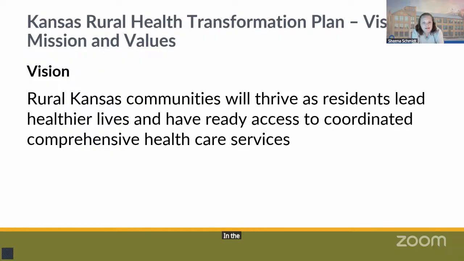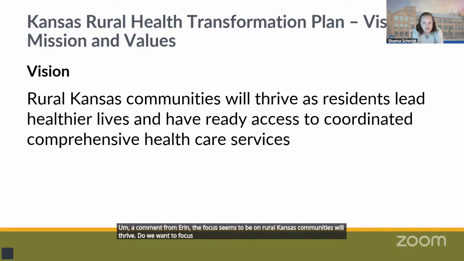In the chat, see synergies for coordinated access, coordinated comprehensive healthcare. A comment from Aaron, the focus seems to be on rural Kansas communities will thrive. Do we want to focus on Kansas patients and citizens?